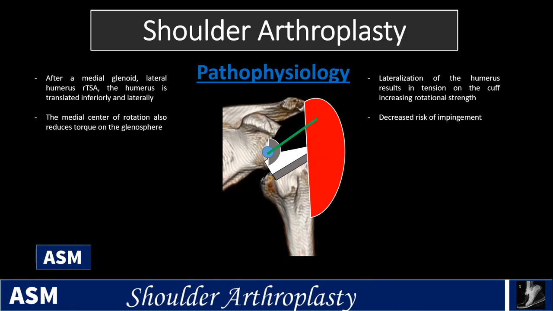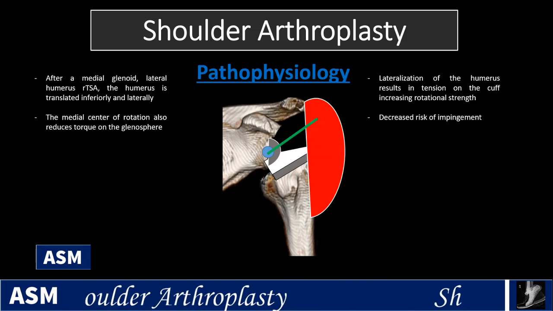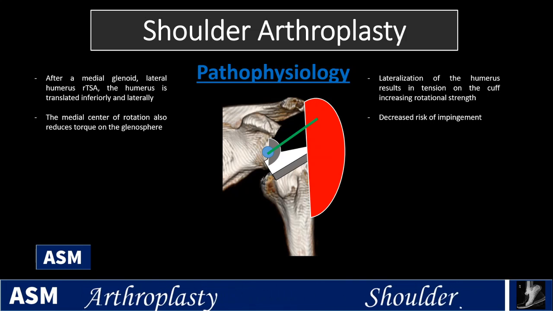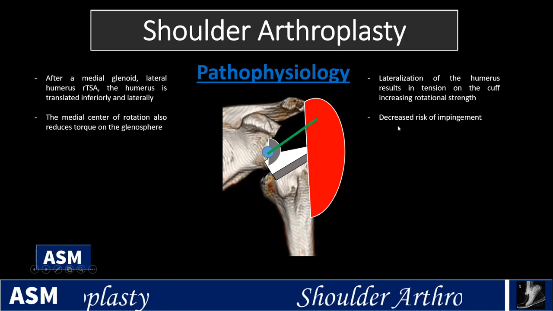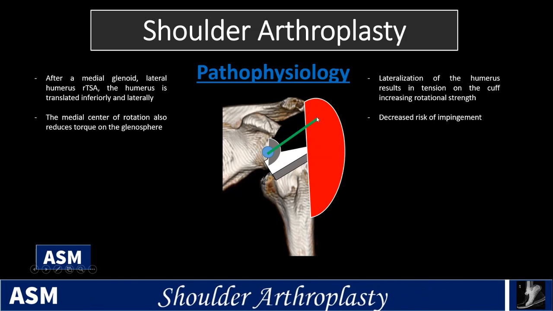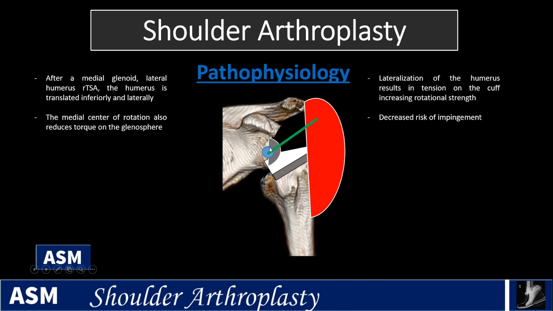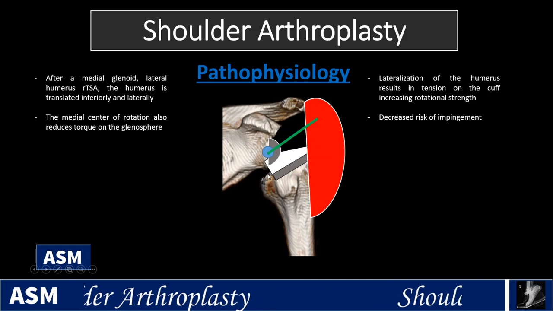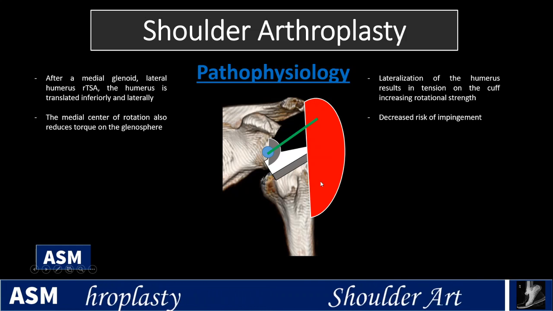Finally, the medial glenoid, lateral humerus. The humerus is translated inferiorly and laterally. The center of rotation is medialized, so that reduces torque. You increase the moment arm, so you increase efficiency, and you're going to decrease the risk of impingement because you're still lateralizing the humerus.